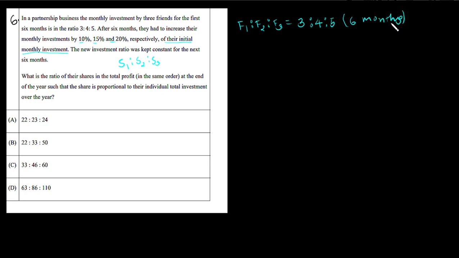So this ratio is constant for the 6 months. Here I can easily say the amount that the first friend has to invest in this business is nothing but 3 multiplied by any general constant k. Here I can say k is any constant.